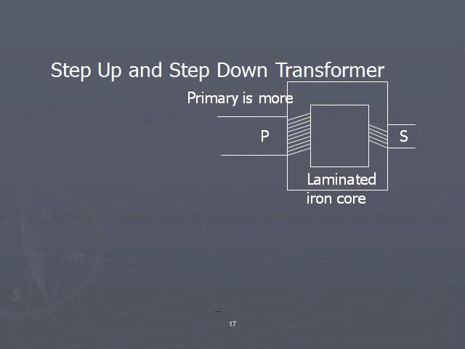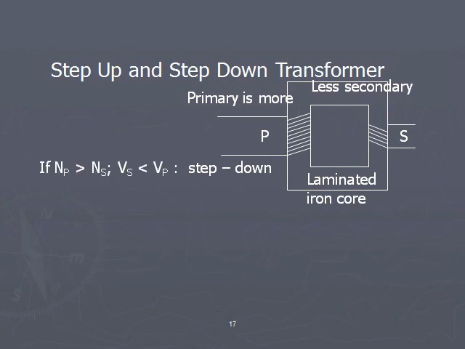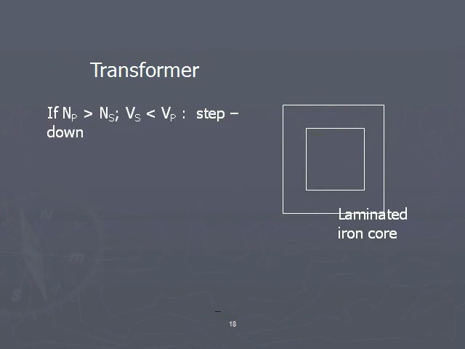This will be obtained if the number of turns in the primary is greater than the number of turns in the secondary. If we devise such that the number of turns in the primary is more than the number of turns in the secondary, then it works as a step-down transformer. In a step-down transformer, the input voltage is more and the output voltage is less.